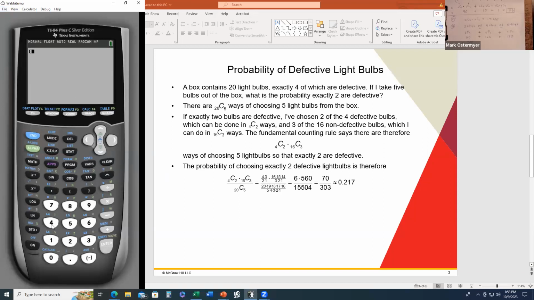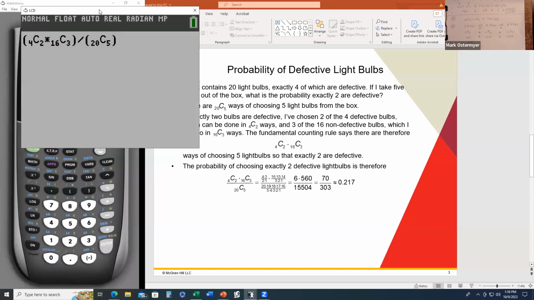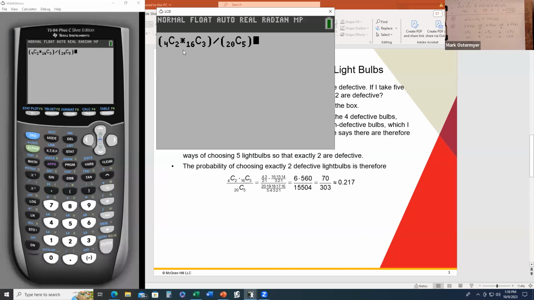So I'm going to have open parenthesis 4 in combination with 2 times 16 in combination with 3, divided by the denominator, which is 20 in combination with 5. And that's how I dial it up on my calculator. Let me show you here. So this is how I dial up on a calculator. Ladies and gentlemen, notice I do enclose these inside parentheses so that I don't get any flack from the machine, or get any logical error. Hit enter, and you get about 0.217.